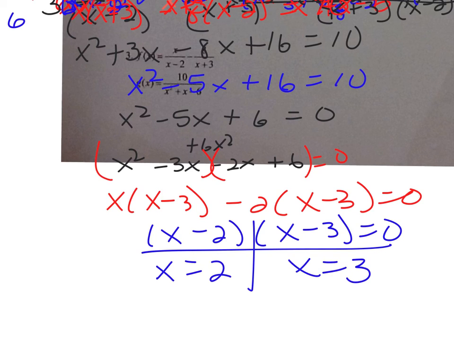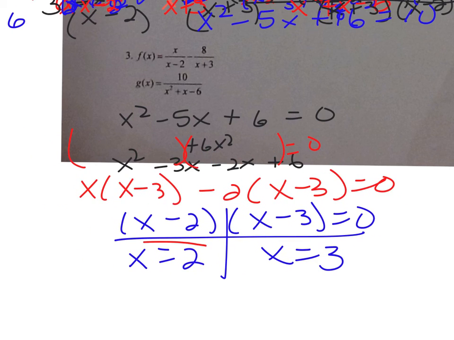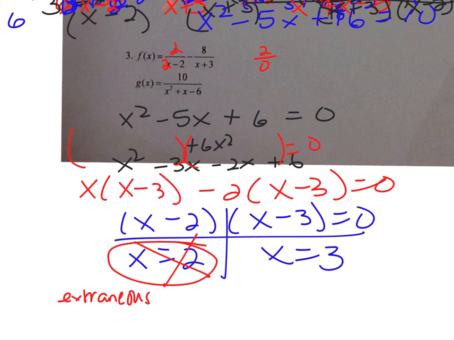All right, and now you have to check. So just really quickly, I know that this one here, the x equals 2, is not going to work because when I plug in 2 here, into the denominator, I'll get 2 minus 2. I'll have 2 over 0, and that's undefined. So that can't happen, so I have to cross that out. That's called an extraneous root. It's an extra root. It's a root that doesn't work.